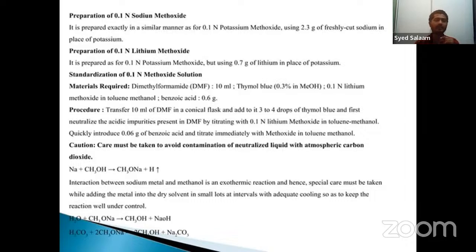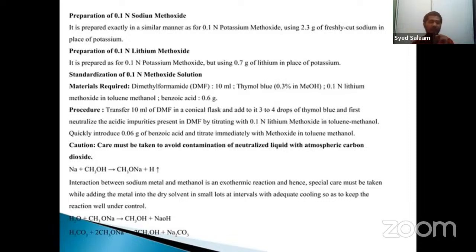Next, standardization of 0.1 normal methoxide solution. So, material required: how are we going to standardize sodium methoxide, lithium methoxide, potassium methoxide, whatever methoxide you are using as a solvent or titrant?